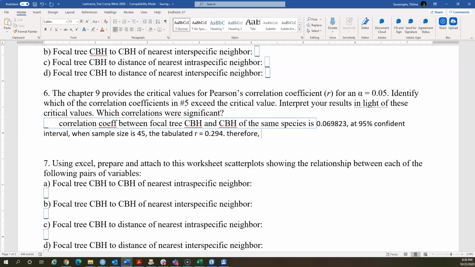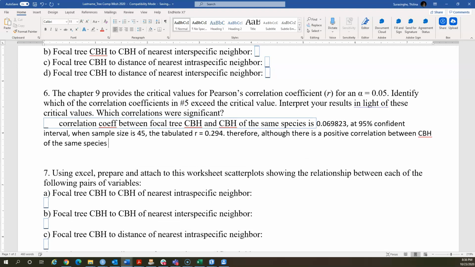Therefore, although there is a positive correlation between CBH of the same species, in this case pine trees, this correlation is not significant at 95% confidence interval. As simple as that.